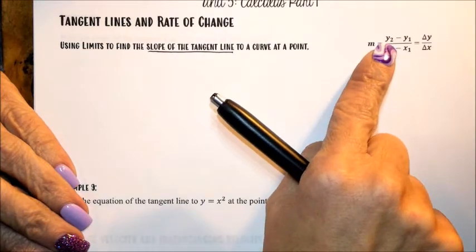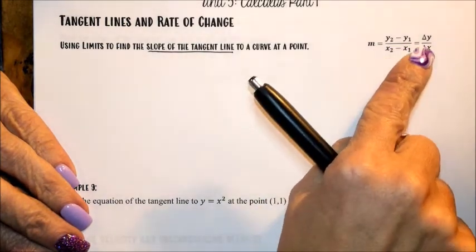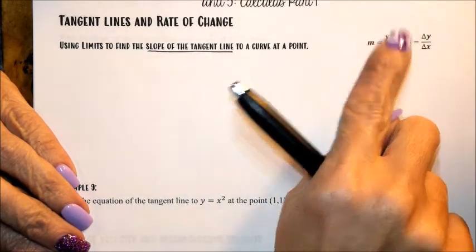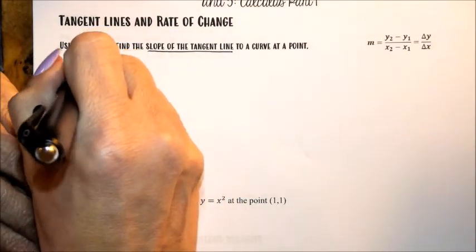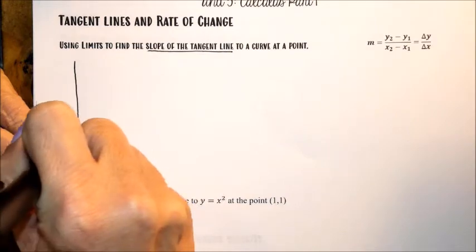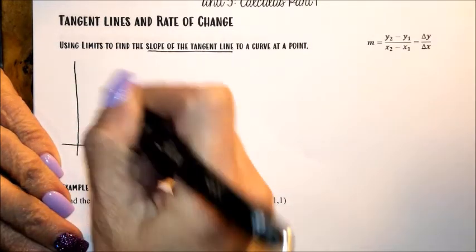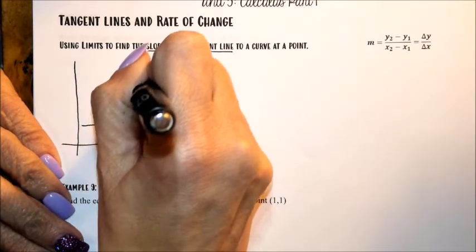Here's the slope of a line: y2 minus y1 over x2 minus x1. I'm going to use that formula over and over and over today. Here we go. This is what we're going to do. We're going to find the slope of the tangent line. You already know what the tangent line is. We have done plenty with tangent lines.